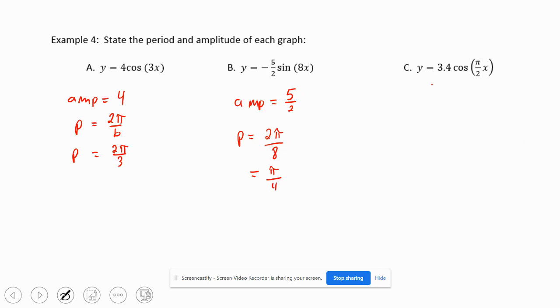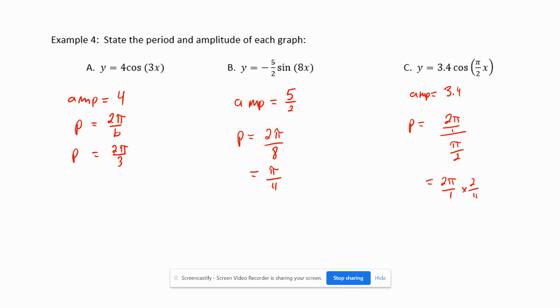For the next one, our amplitude is 3.4. Our period is 2 pi over pi over 2. A bit of work with fractions over here. I'm just going to make this 2 pi over 1. So this is a fraction divided by a fraction. So 2 pi over 1 times 2 over pi, the pi cancels, equals 4. So the period of this graph is going to be 4.